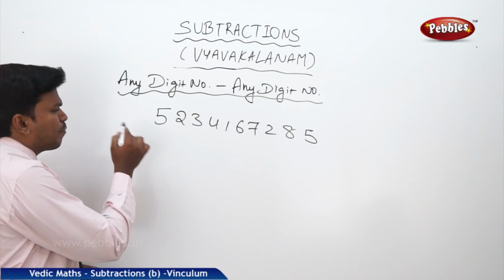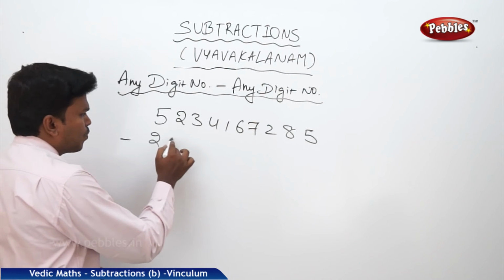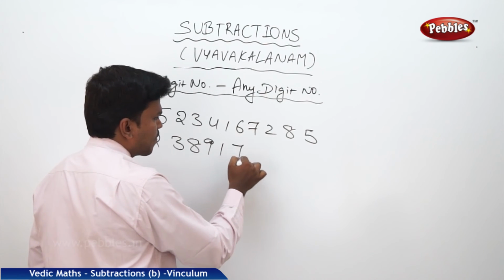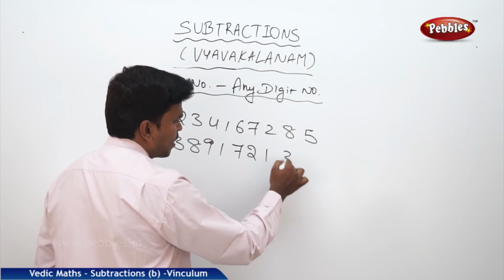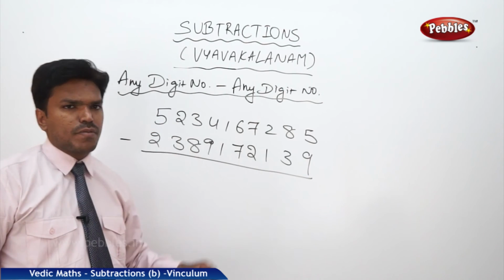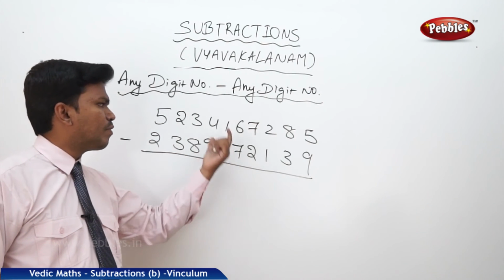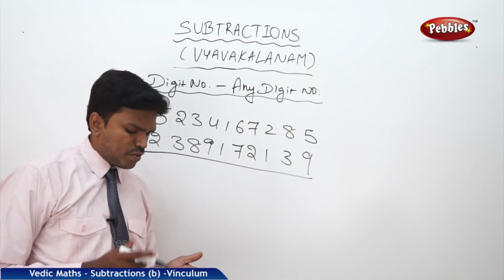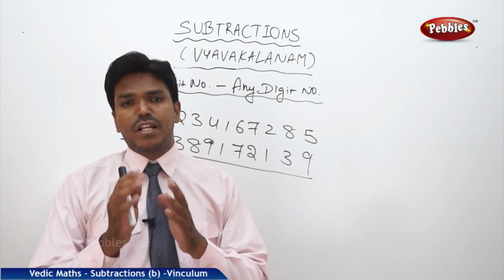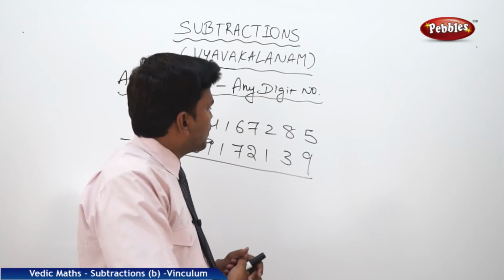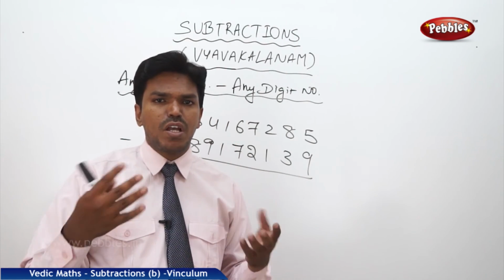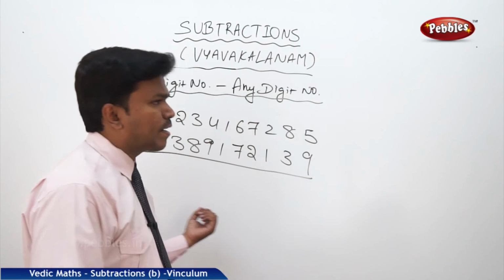In the same way, minus 2, 3, 8, 9, 1, 7, 2, 1, 3, 9. So I want to subtract this number from this number, right? If you do it in the normal conventional way, it will take a lot of time and you are going to get a lot of strain. Why? Because every time we have to check whether it will go or not. If it is not going, we have to borrow from the next number. So we have to put the numbers, we have to look over that one. So it will take a lot of strain.